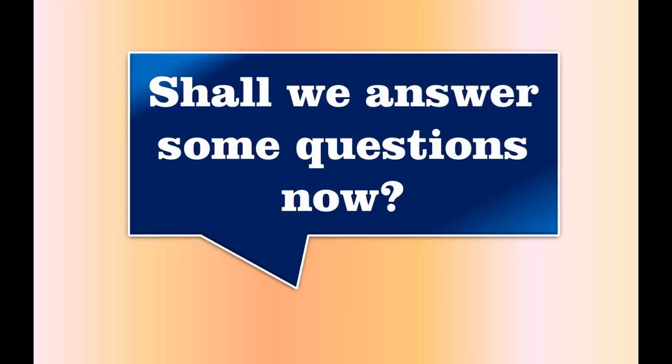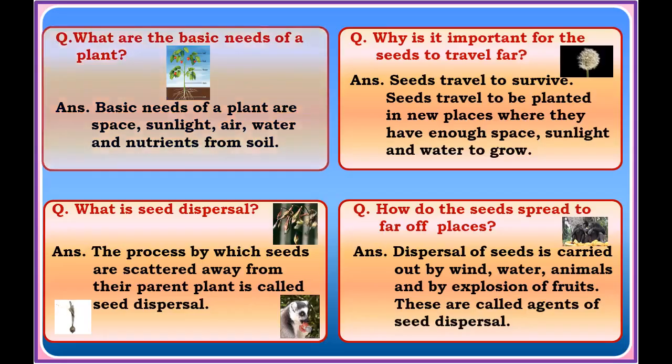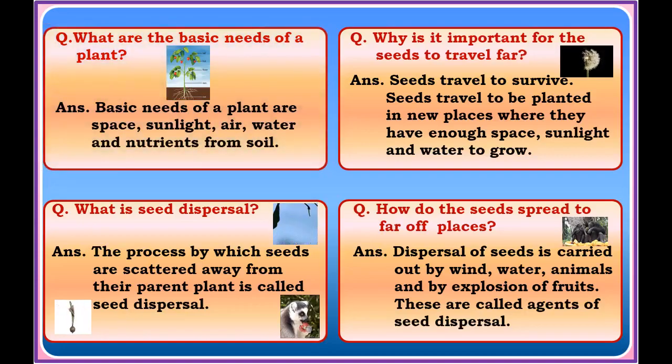Shall we answer some questions now? What are the basic needs of a plant? Basic needs of a plant are space, sunlight, air, water and nutrients from soil. Why is it important for the seeds to travel far? Seeds travel to survive. Seeds travel to be planted in new places where they have enough space, sunlight and water to grow.